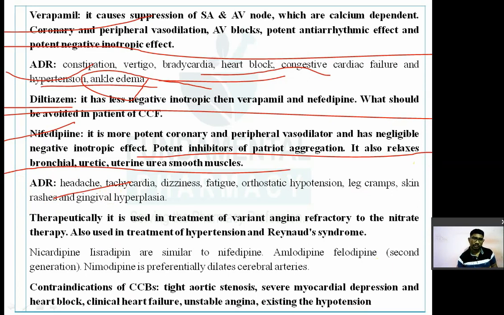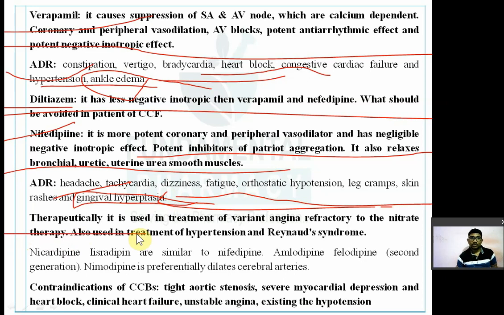Gingival hyperplasia मतलब क्या? मतलब आपका जो गम्स है, teeth और gums, उसका bleeding करेगा. Gingival hyperplasia is an adverse effect of another drug known as phenytoin. Phenytoin जो anti-epileptic drug है उसका भी adverse effect होता है gingival hyperplasia. Now therapeutically they are used in variant angina refractory to, resistant to the nitrate therapy. They are used in the treatment of variant angina which is resistant to nitrate therapy.